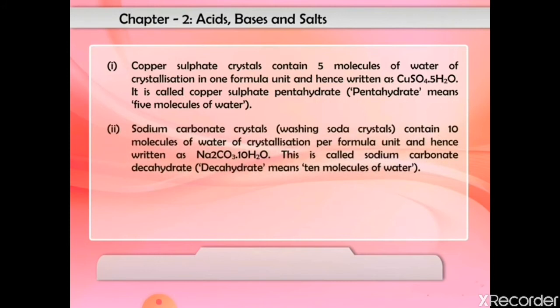2. Sodium carbonate crystals or washing soda crystals contain 10 molecules of water of crystallization per formula unit and hence written as Na2CO3·10H2O. This is called decahydrate. Decahydrate means 10 molecules of water.